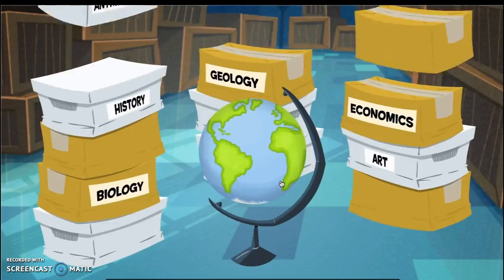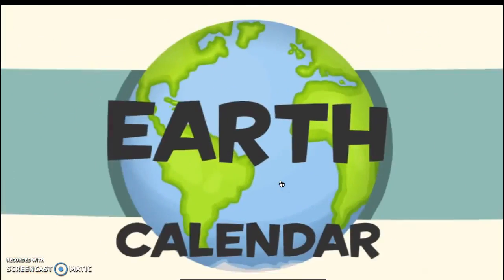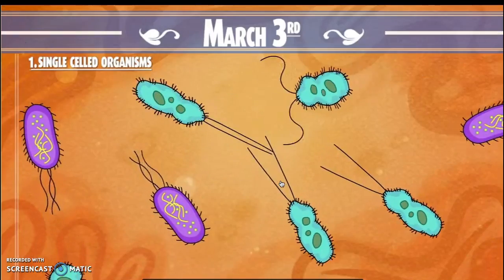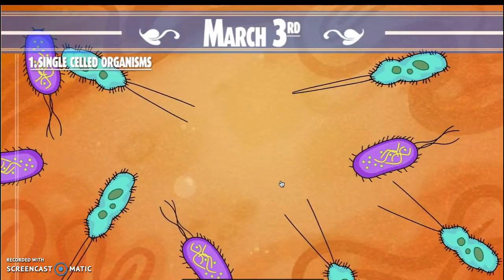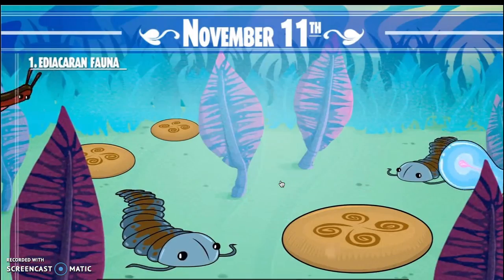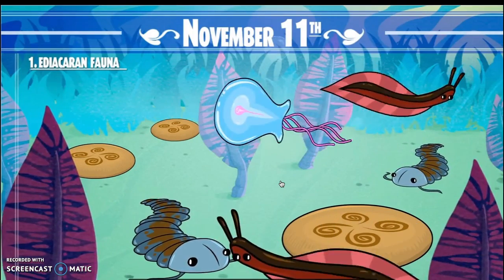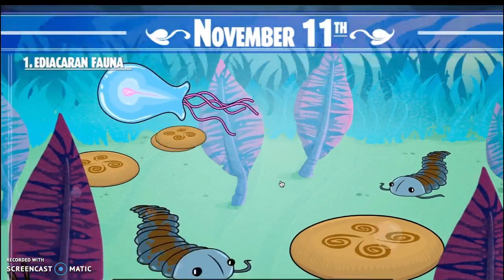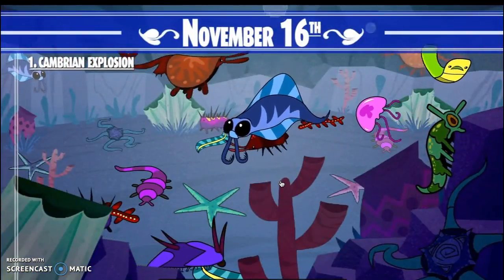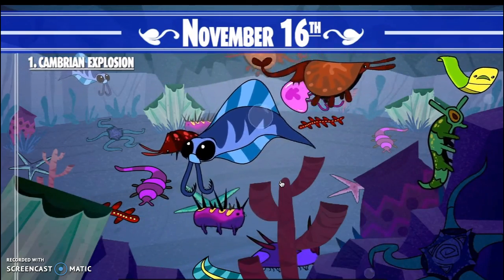For example, let's imagine the entire history of Earth until the present day as a single calendar year. On January 1st, the Earth begins to form. By March 3rd, there's the first evidence of single-celled bacteria. Life remains amazingly unicellular until November 11th, when the first multicellular organisms, known as the Ediacaran fauna, come along. Shortly thereafter, on November 16th at 6:08 p.m., is the Cambrian explosion of life, a major milestone when all of the modern phyla started to appear.